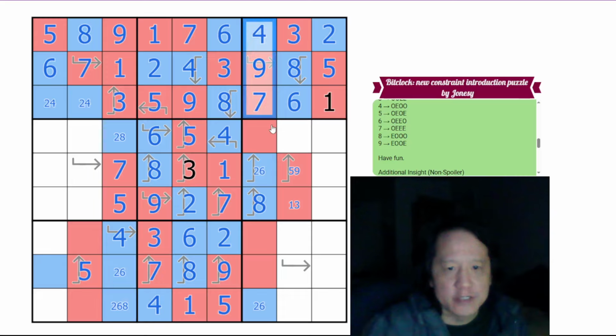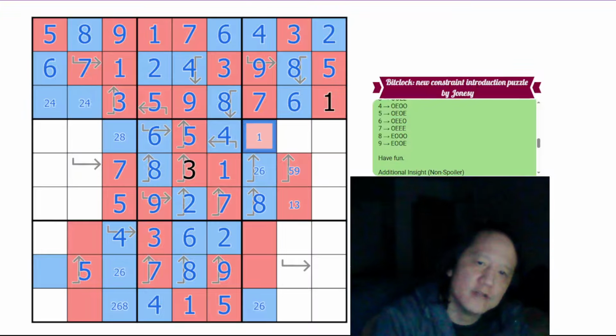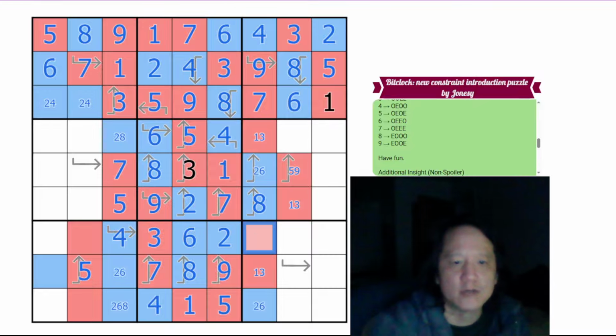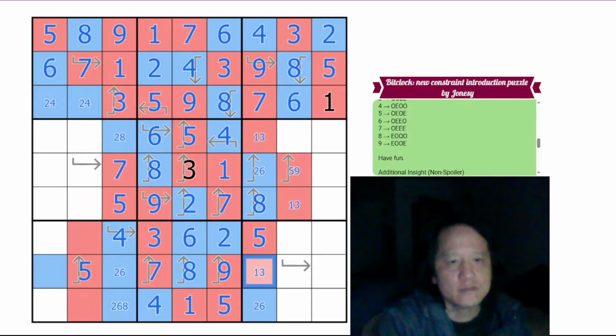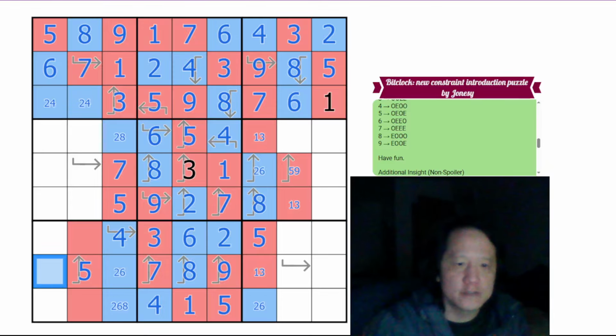What are the remaining digits in column 7? 1, 3, and 5. This can't be 5 because of the 5 in the row. That's 1, 3, which forces this to be 5 here. Okay. This is even. Cannot be 4, cannot be 8, so this is 2 or 6.